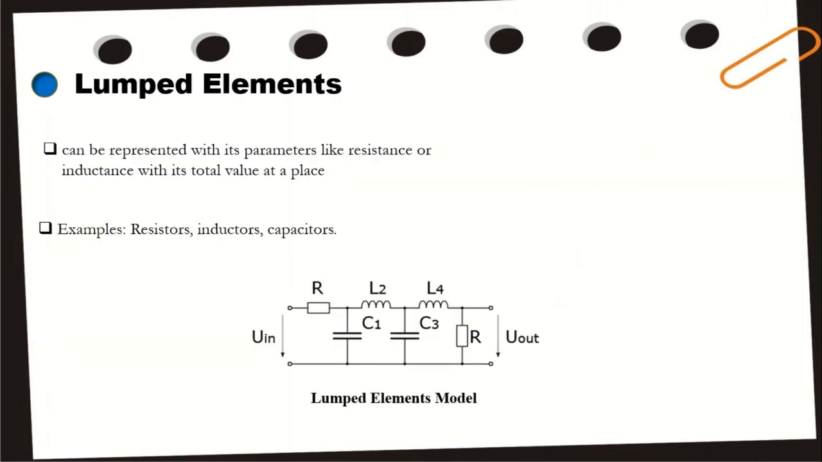A lump element can be represented with its parameter, like resistance or inductance, with its total value at a place. Examples of lump elements are resistor, inductor and capacitor. Lump systems are those where electrical properties such as resistance, inductance and capacitance are pre-assumed to be stored in a limited circuit space. This is the example of a lump element model.